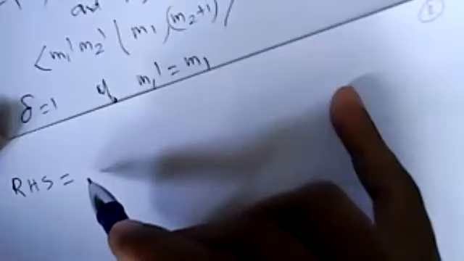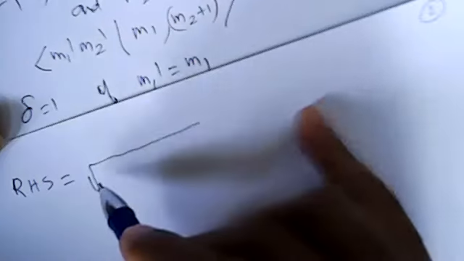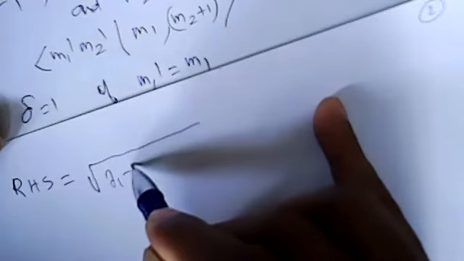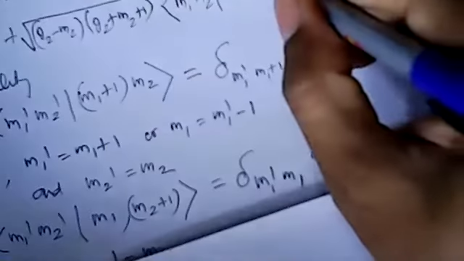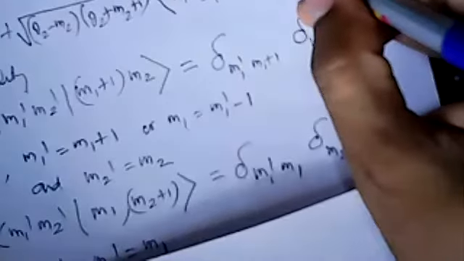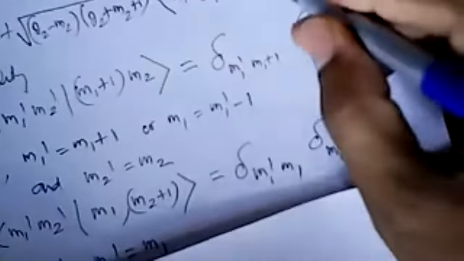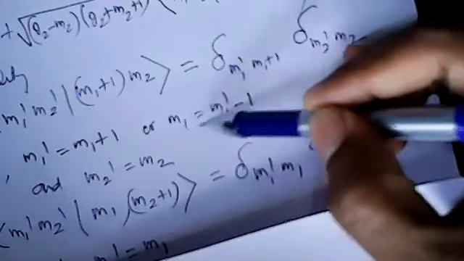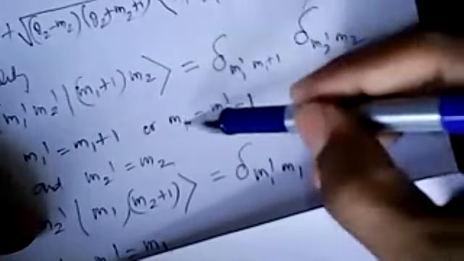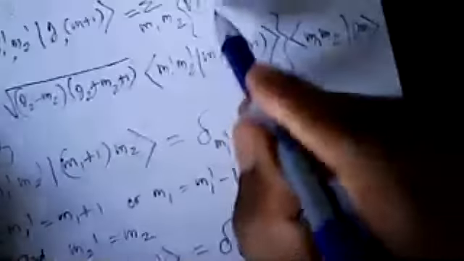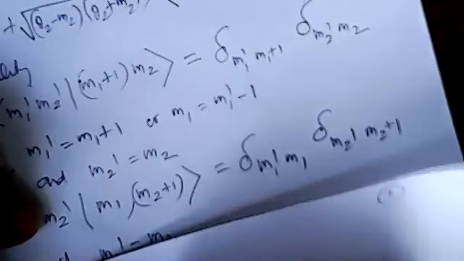So I am not writing the summation. Then root of j1 minus m1. So for the first term, what is m1? m1 is m1' minus 1. So I am substituting this m1 by m1' minus 1. So j1 minus m1 becomes j1 minus m1' minus 1.